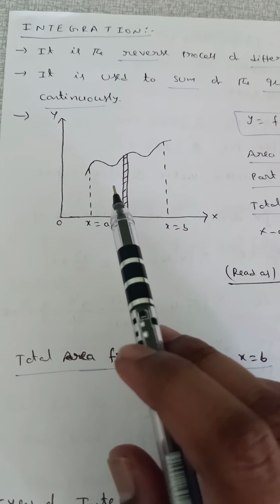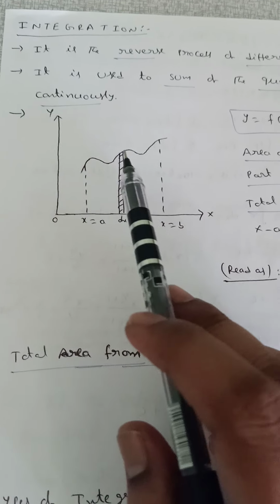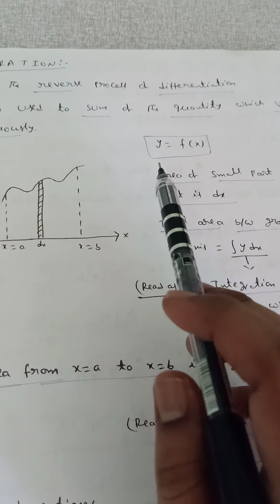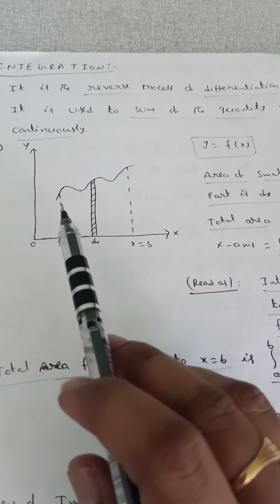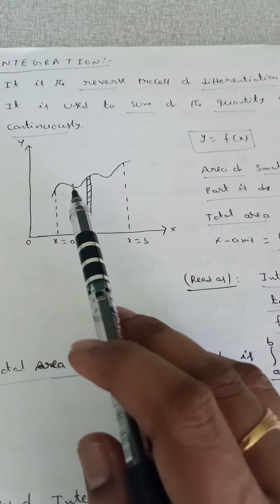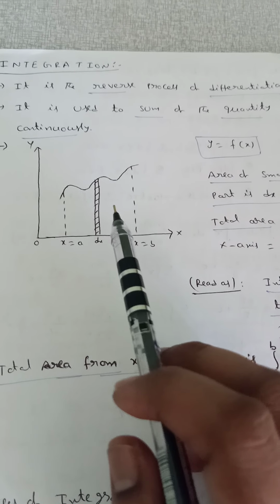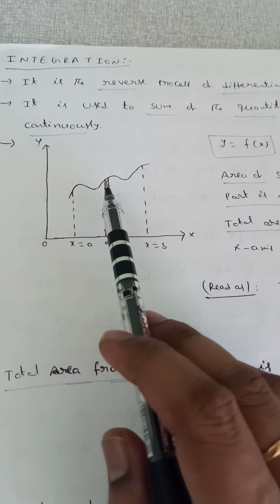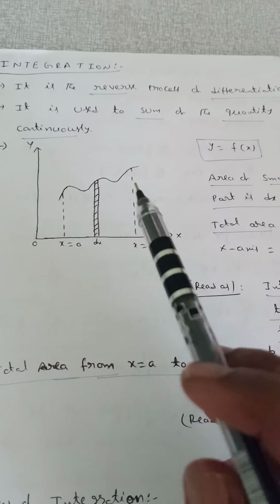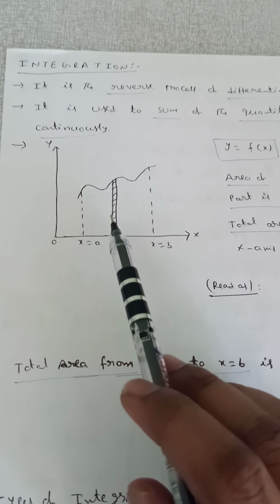For example, let us see the graph. This is a non-uniform curve, and we want to find the area, where y is a function of x. First of all, since this curve is non-uniform, it will be divided into small strips, small element areas. This is the small element area. The area of the small or elementary part is y dx.